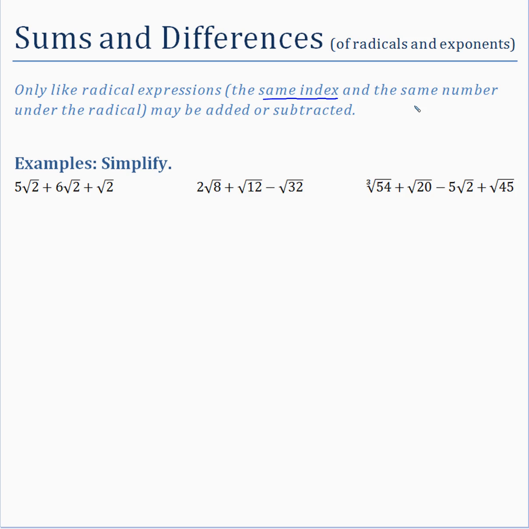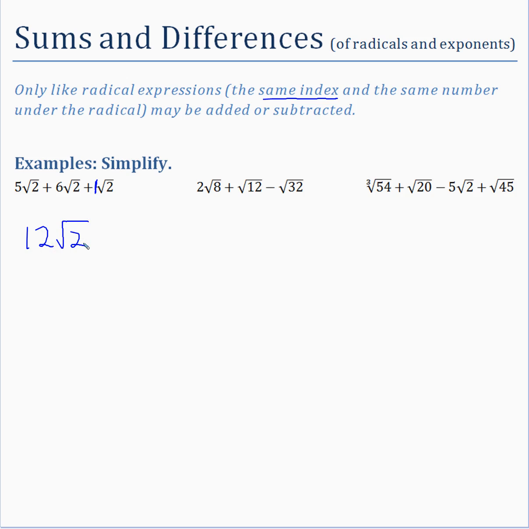So as we come across to this first example, we need to look and see if we have like radicals. Well, these are all square roots, and they're all square roots of 2, so they can be added. So what we'll do here is look at this first one and this last one, and realize this is a 1 square root of 2. And once you have like radicals, it's very much the same as adding like terms. And so you really just add the coefficients. So we have 5 square root of 2 plus 6 plus 1. So 5 plus 6 plus 1 is 12. So we have 12 times the square root of 2.